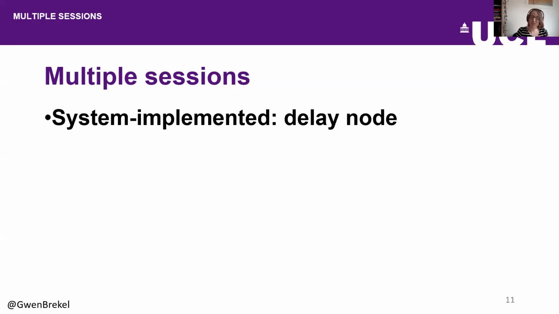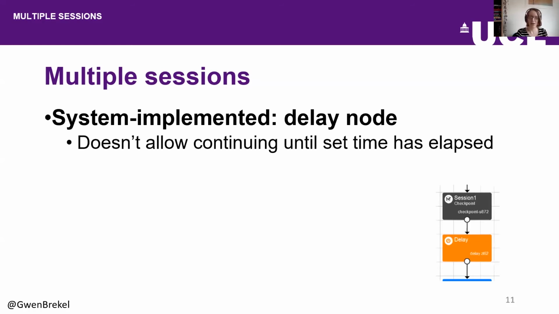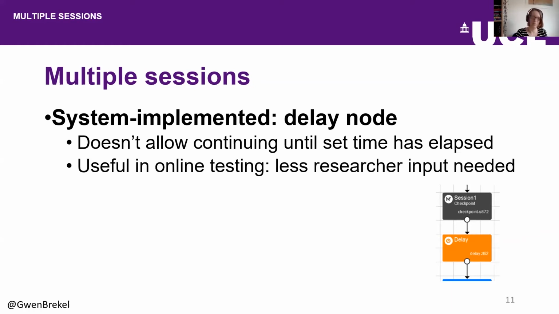The first and potentially most obvious way of implementing this is having a delay node in Gorilla, which is essentially like adding a task into your experiment that just has a set time limit during which your participants can't go on to the next task. So that automatically arranges how long they have to wait for. It's useful in online testing because it needs less researcher input, though Emma just showed you that there's quite a lot involved still.